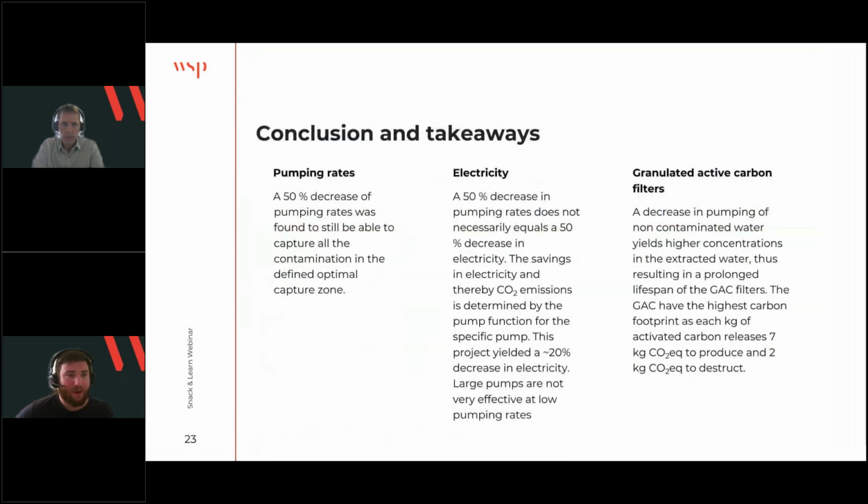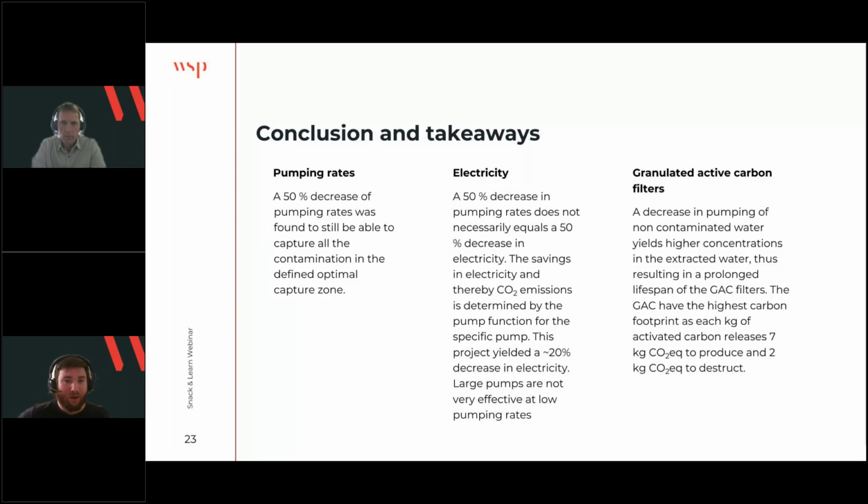So to sum it all up, we are actually able to decrease the pumping rates with more than 50% and still be able to capture all of the predefined contamination. And we found that the 50% decrease in pumping rates did not actually equal a 50% decrease in electricity. And that is due to the pump function for the specific pumps. For this pump, because it's a fairly large pump, the decrease in 50% only yielded a 20% decrease in electricity. But we intend to switch the pump so we can obtain the full savings due to the optimization that we found.